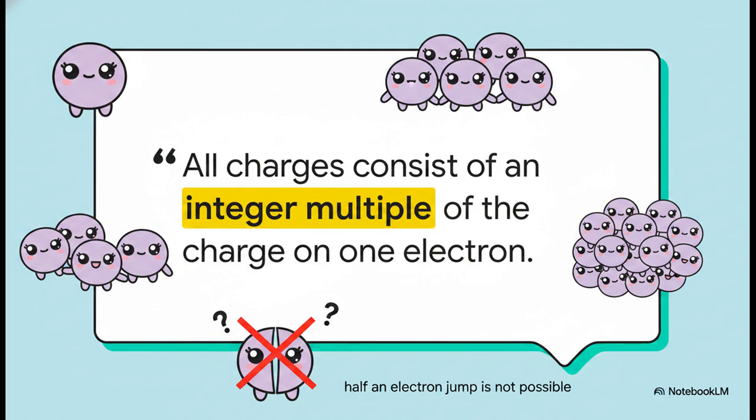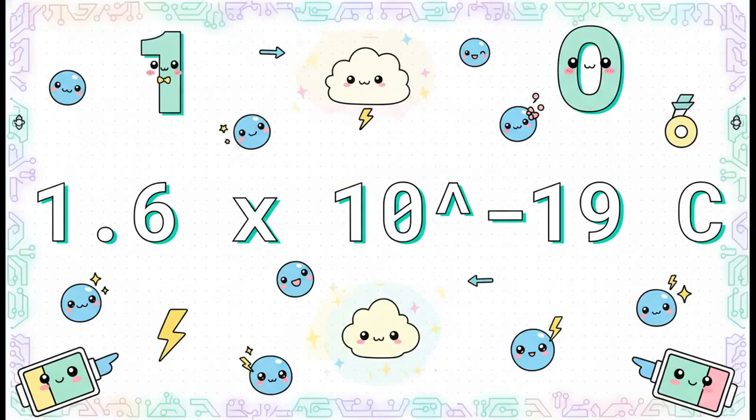Let me just repeat that key part, an integer multiple. That means you can have 1 electron jump, or 5, or 1,000,000, but there is absolutely no way you can have half an electron jump. It's whole numbers only. And what is the actual literal charge on just one of those single electrons? Well, it's this magic number right here, 1.6 times 10 to the power of negative 19 coulombs. This is your QE, the fundamental, non-negotiable ticket price for a single electron. Every single total charge in the universe is just a multiple of this ridiculously tiny number.